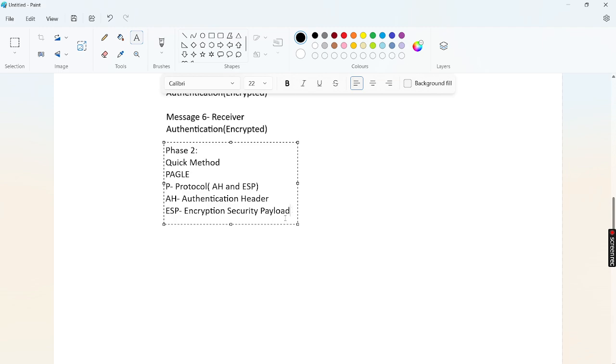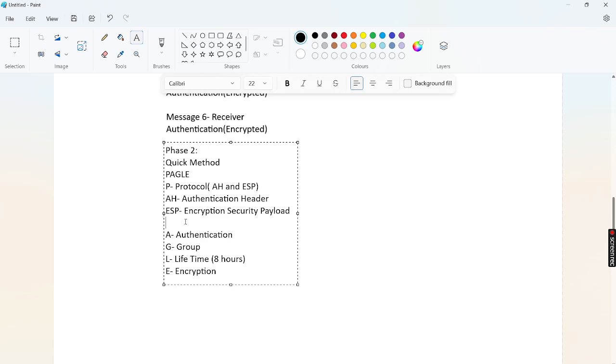And P means protocol, and A means authentication. And G means group. We also have a group that is going to be negotiated between the peers. And L is lifetime. Same as in phase 1 we have a lifetime, but in phase 2 the lifetime will be a maximum of 8 hours only. It is configurable, you can change it based on your requirement, but by default the lifetime of this phase 2 is 8 hours. And E is also encryption. These are the parameters that are going to be negotiated between the sender and the receiver in phase 2.